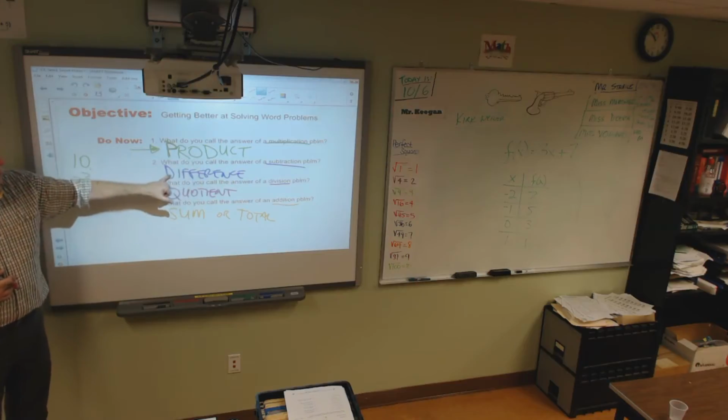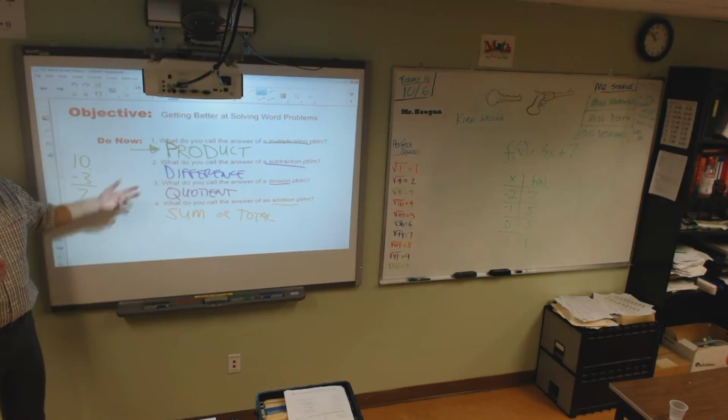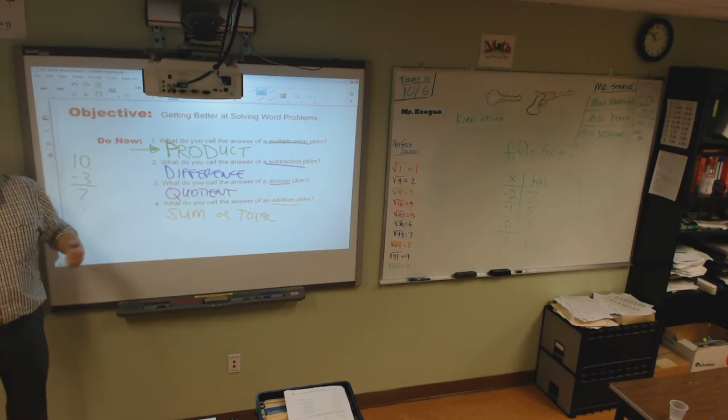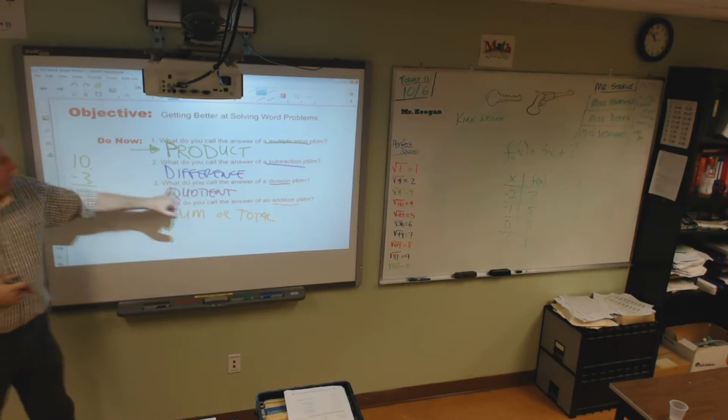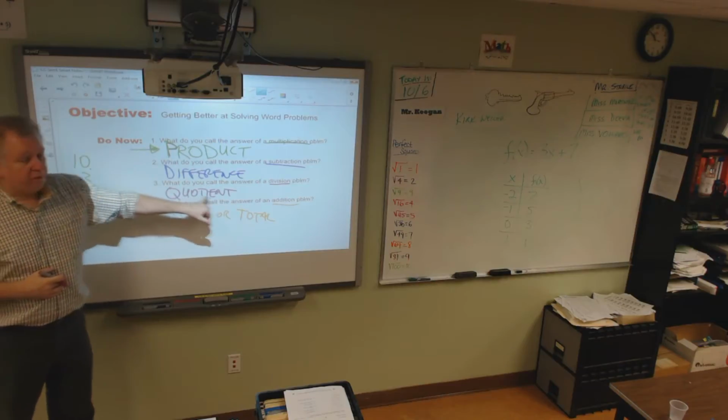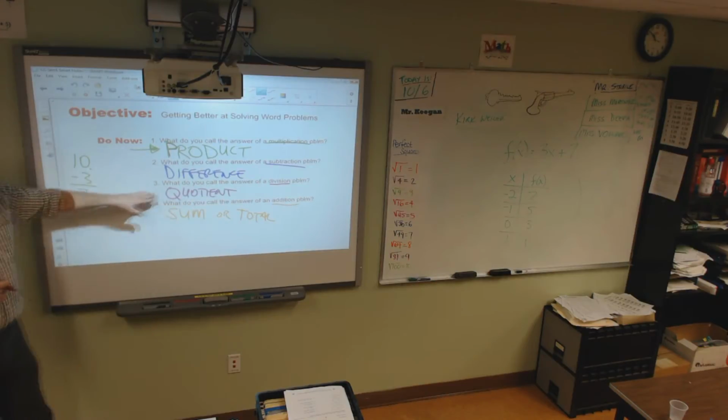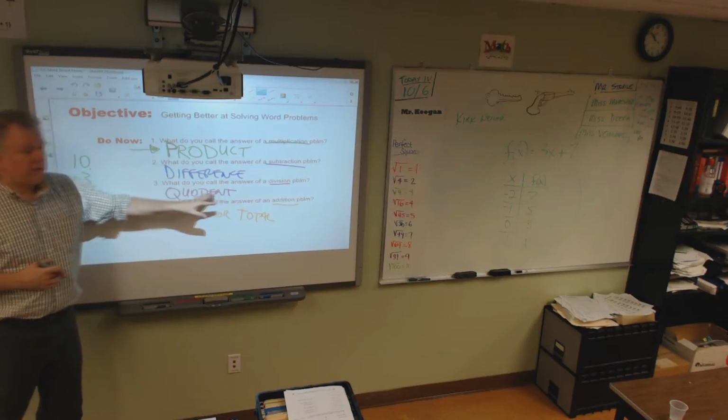For subtraction, the answer is called the difference. So if they say the difference of two numbers is something, that means they're subtracting two numbers, right? For division, the answer is called a quotient. Again, that's your clue that they're telling you two numbers were being divided, okay?